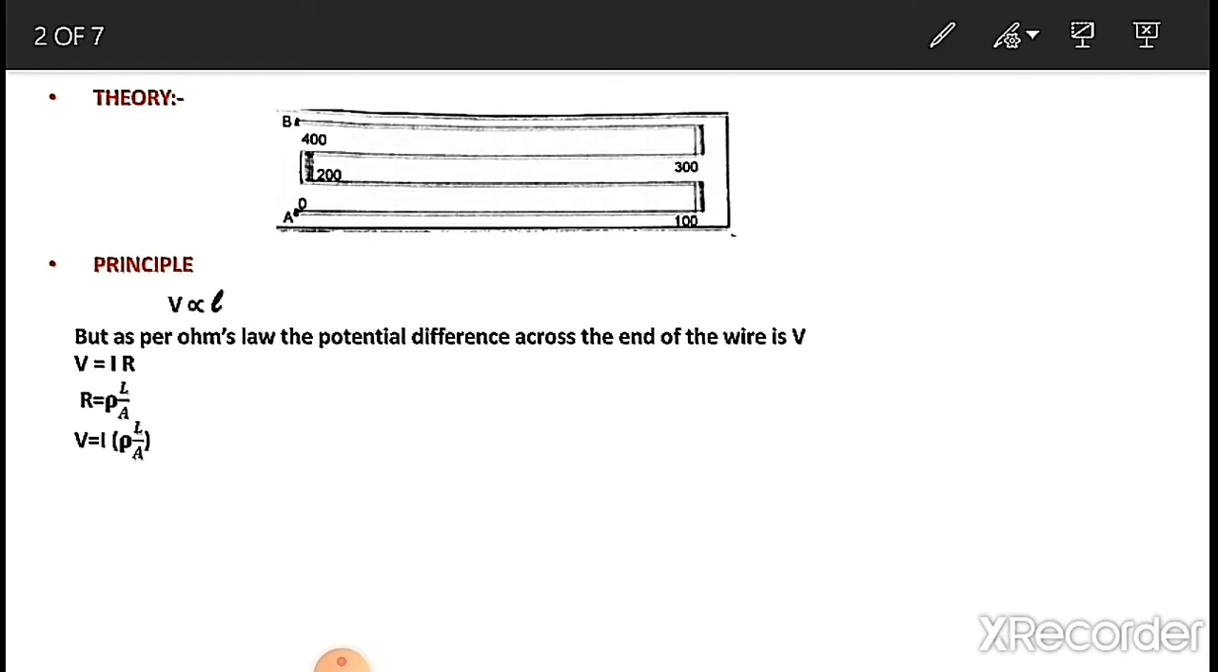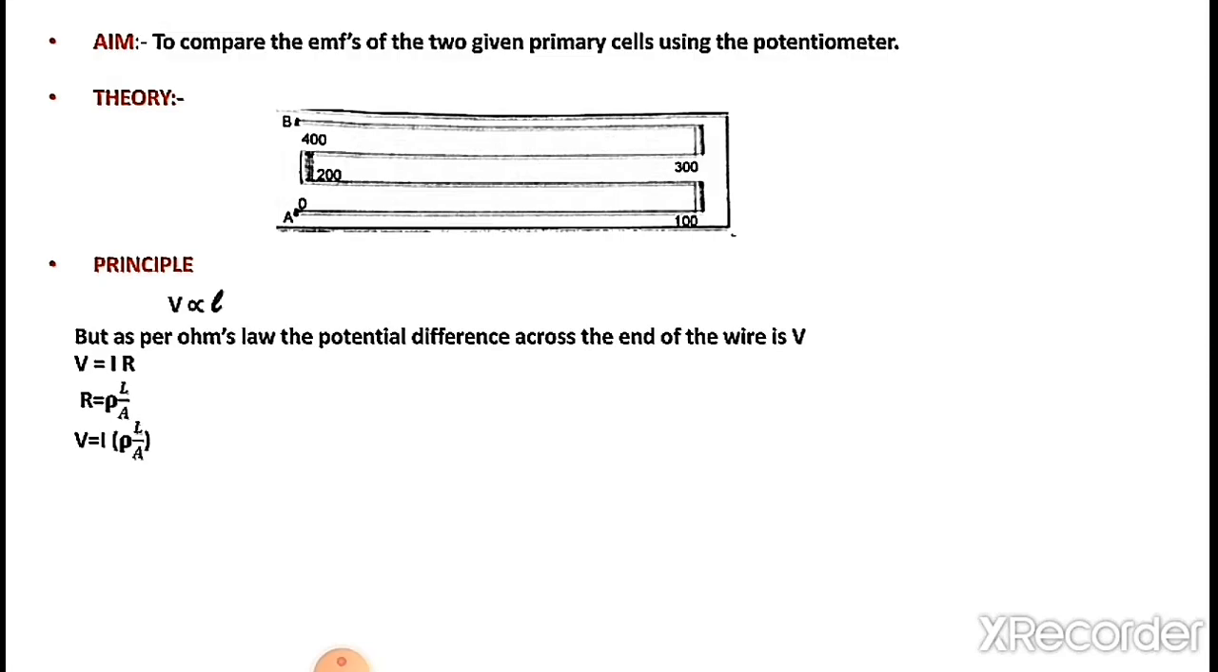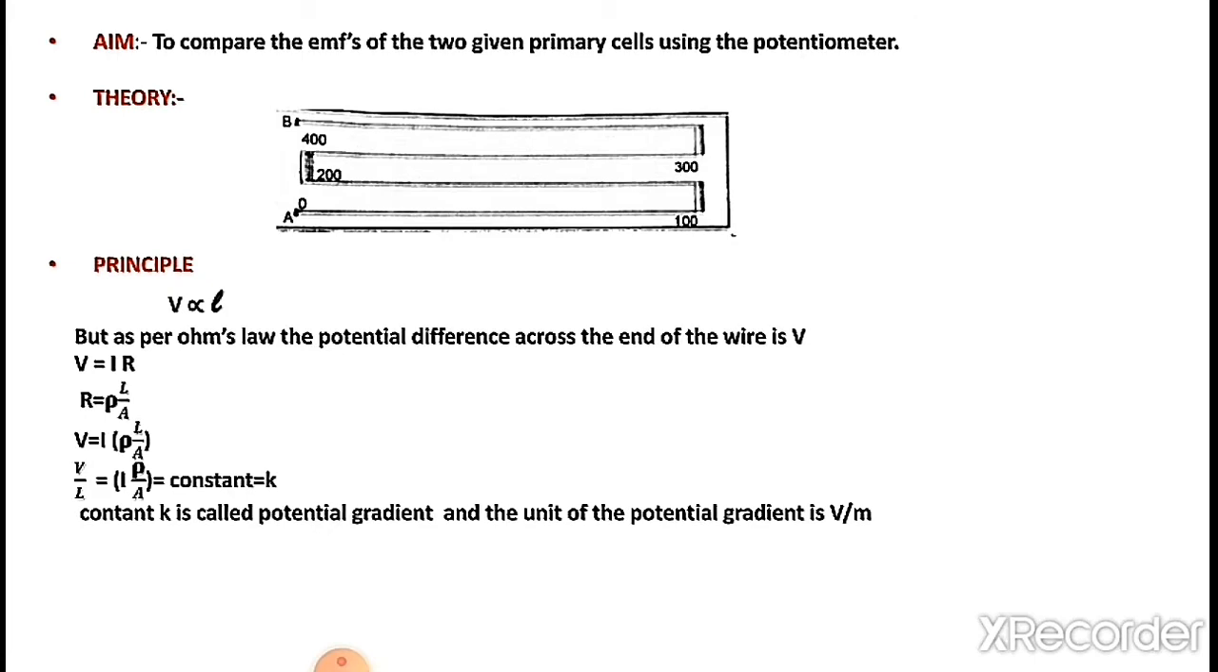Now V upon L equals I rho upon A, where I, rho and A are constants, so V upon L is also constant, and it equals small k, which represents the potential gradient. The unit of potential gradient is volt per meter. In that case we have V equals K times L.